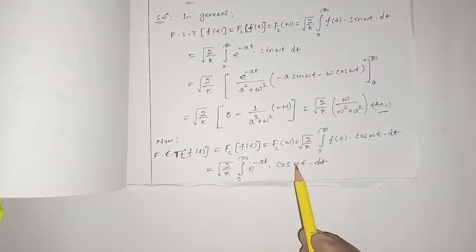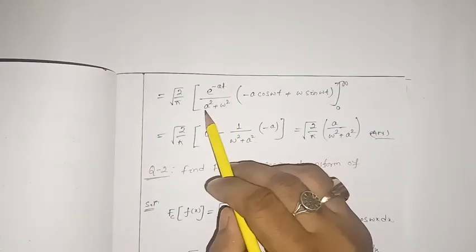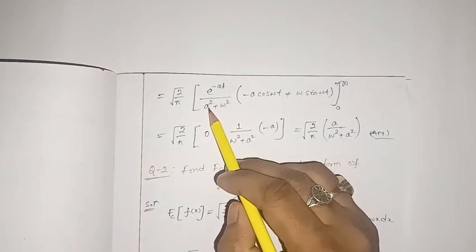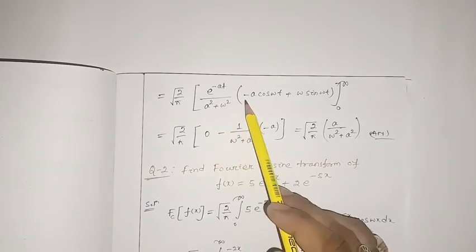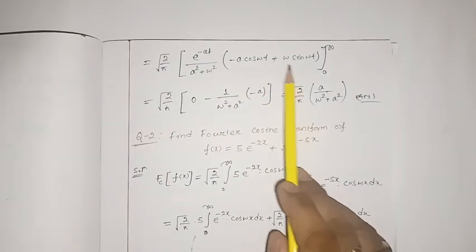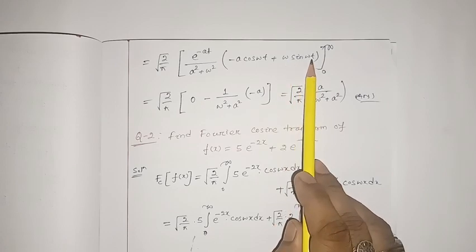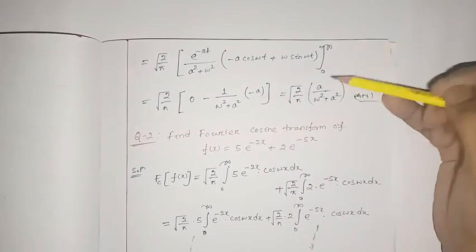So here e to the power a means minus a, b means omega, so e to the power minus at by a square plus b square means a square plus omega square, and here this one is a cos bx, a means minus a cos omega t plus b sin bt, that is omega sin omega t. 0 to infinity is your limit.